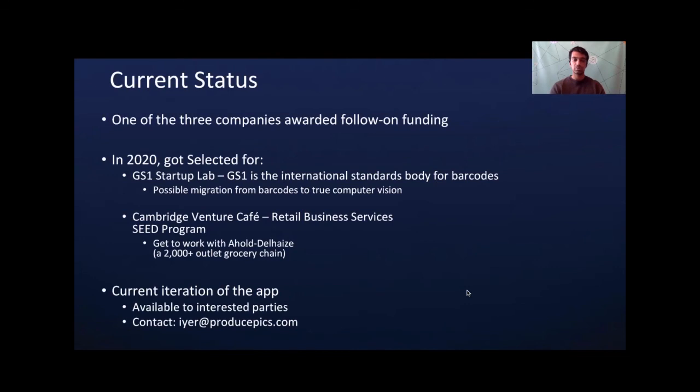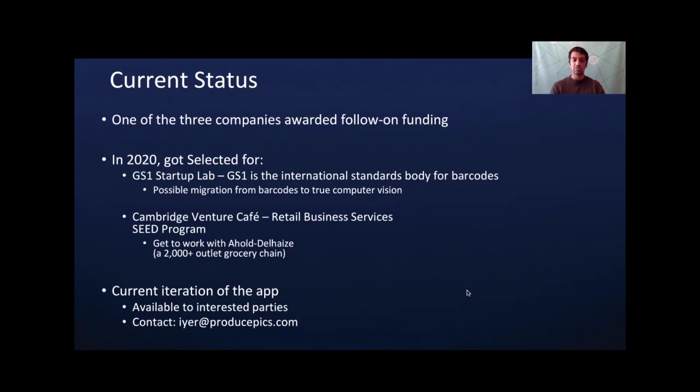Through the accelerator program, we were one of 3 companies to receive follow-on funding. Furthermore, earlier this year, we were selected for the GS1 Startup Lab. GS1 is an international standards body for barcodes. We also participated in the Cambridge Venture Cafe Seed program, which enabled us to work with a large produce retailer in the Northeast, namely Ahold Delhaize.